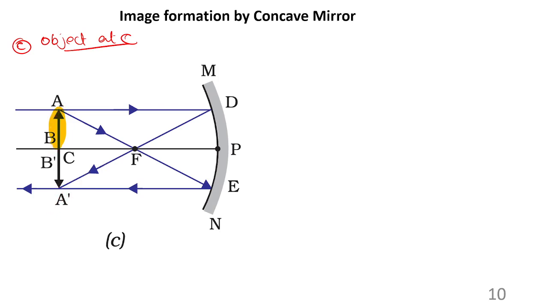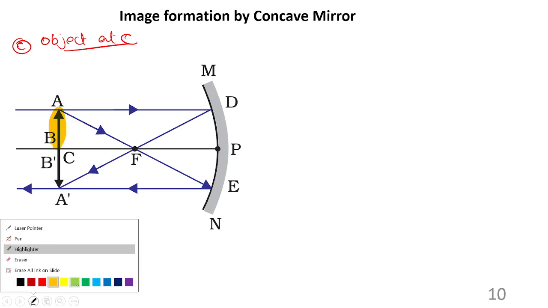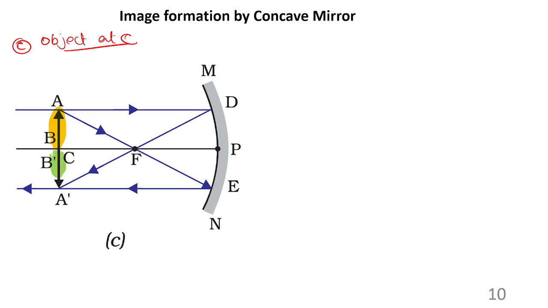A vertically placed object will have a vertical image. So A dash, B dash will be the image. An inverted candle you will get.